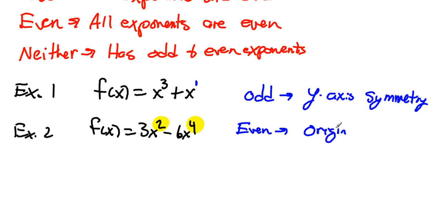They should give you a drop-down menu that's got y-axis, origin, or none. So then your symmetry will basically say it's origin symmetry. Technically, you're supposed to say symmetry with respect to the origin, but it's just faster to say origin symmetry.